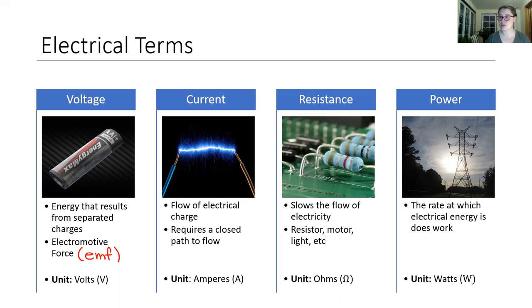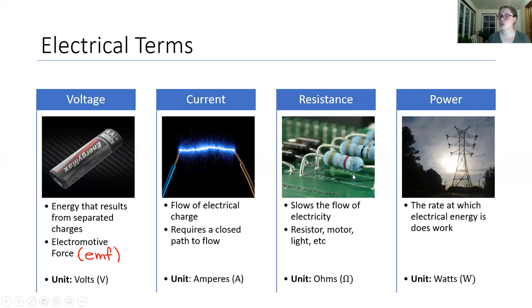One important thing about current is that current requires a closed path to flow. If you do not have a closed path, current will not flow. So that's essential. You have to have the wires connected. The switch has to be closed. A closed switch means the wires are connected; an open switch means the wires are open. If you have an open switch, current will not flow. The unit for current is always going to be amperes, or we often say amps.